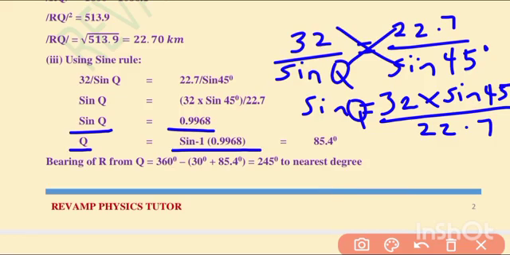And we find the value of Q by getting the sine inverse of 0.9968. To get the sine inverse, you press shift sine on your calculator, and that gives us the value of angle Q as 85.4 degrees. Adding that to 30 degrees and subtracting it from 360 degrees, we have 245 degrees as the value of the bearing of R from Q.